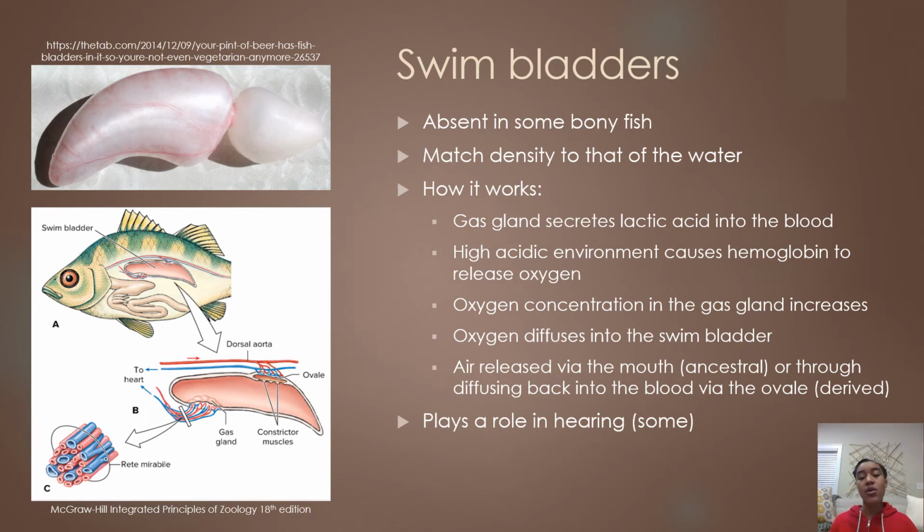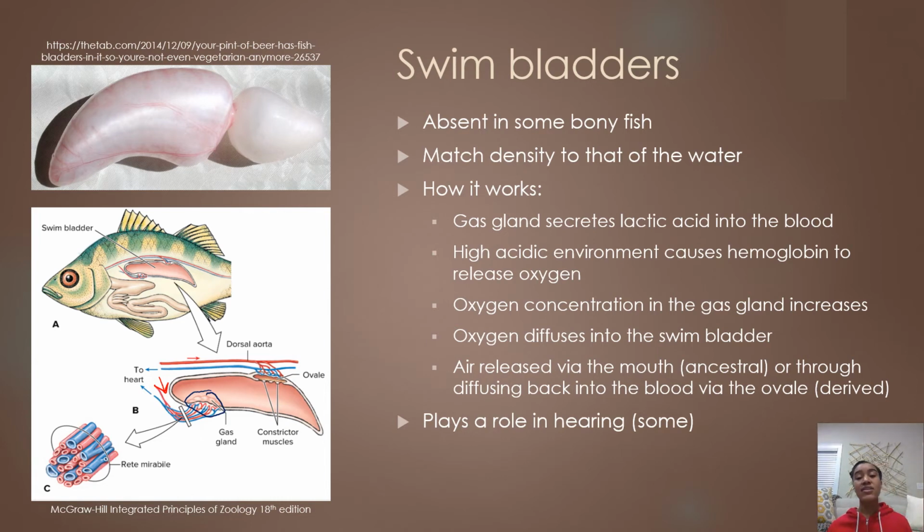So how does the swim bladder work? Well, we begin with blood entering vessels near the swim bladder. And once blood enters these vessels, which are shown in red down here, they will encounter a very acidic environment as they get closer to the swim bladder. And this acidic environment is due to secretions of lactic acid from the gas gland, which is this structure here.